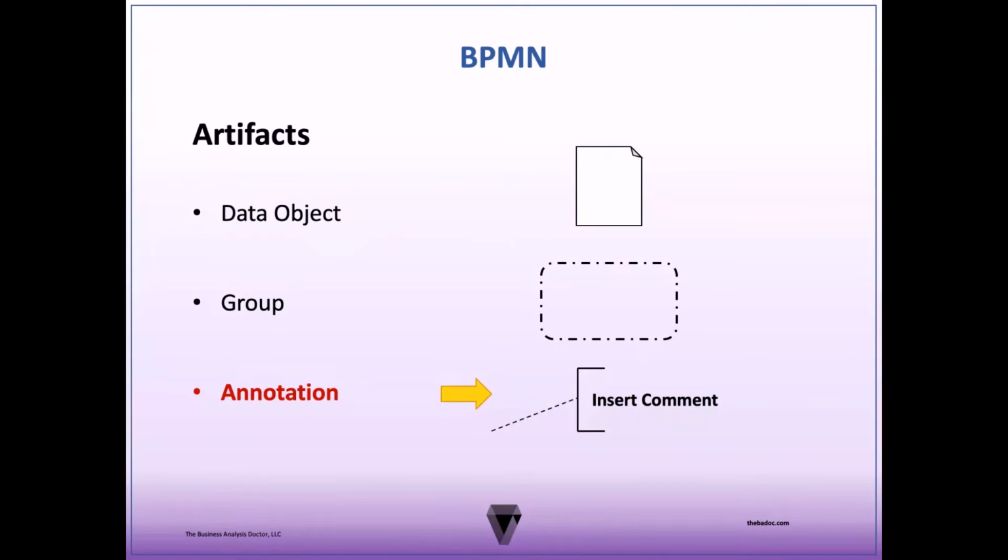Text annotations are used to provide additional information for the viewer of the BPMN diagram. A text annotation is an open rectangle drawn with a single solid line. It's generally connected to an object using an association line.